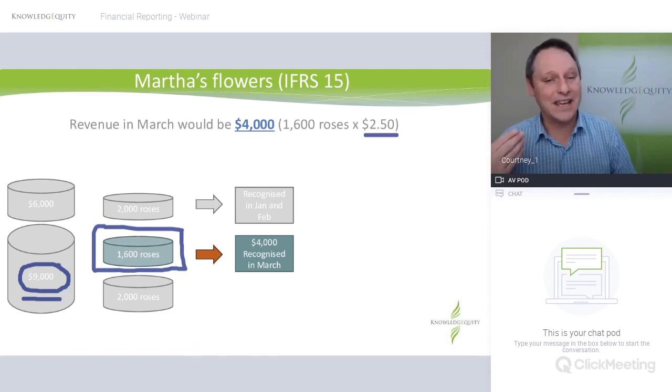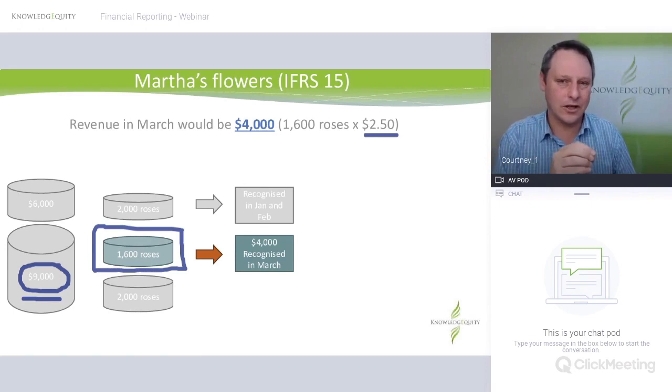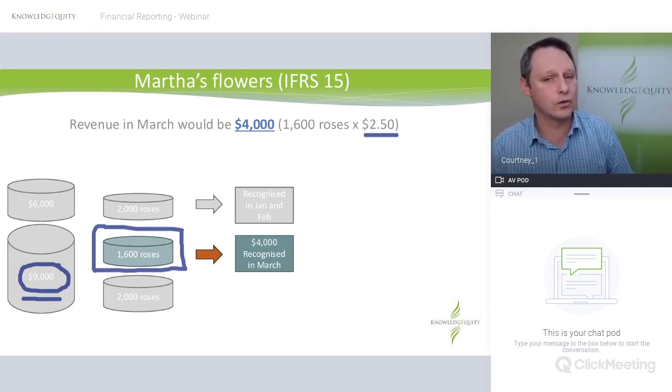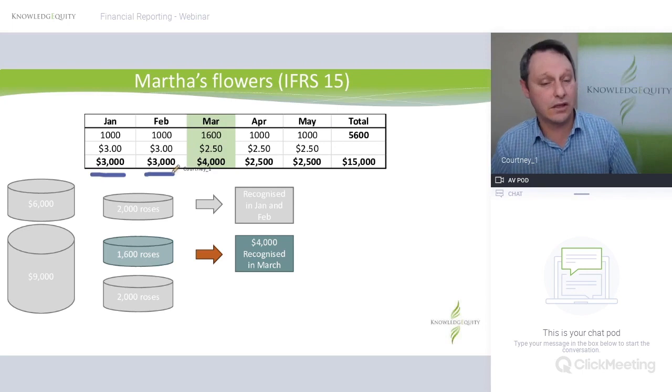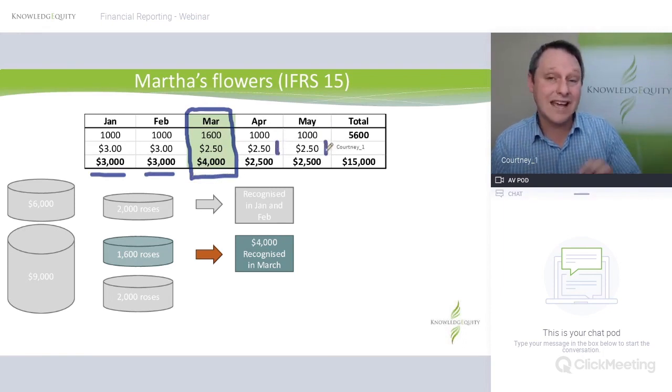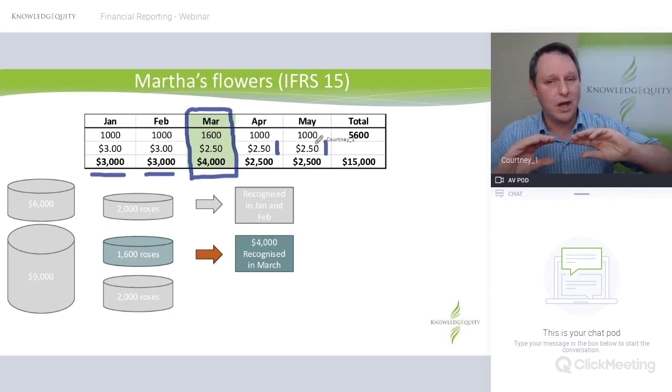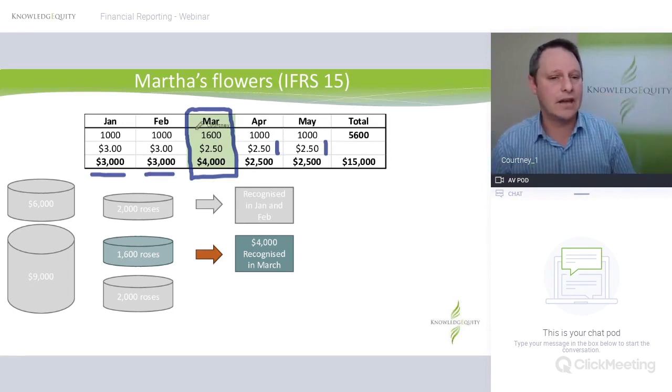So you can see it would be easy to fall into the wrong calculation if you don't know the rules of the standard. So what does it look like as a summary? January unchanged, $1,000 at $3. February the same. March changes because we have 600 more being provided at $2.50. And you'll see that April and May retains this new price. Remember, we adjusted this prospectively into the future, but not retrospectively, not into the past.